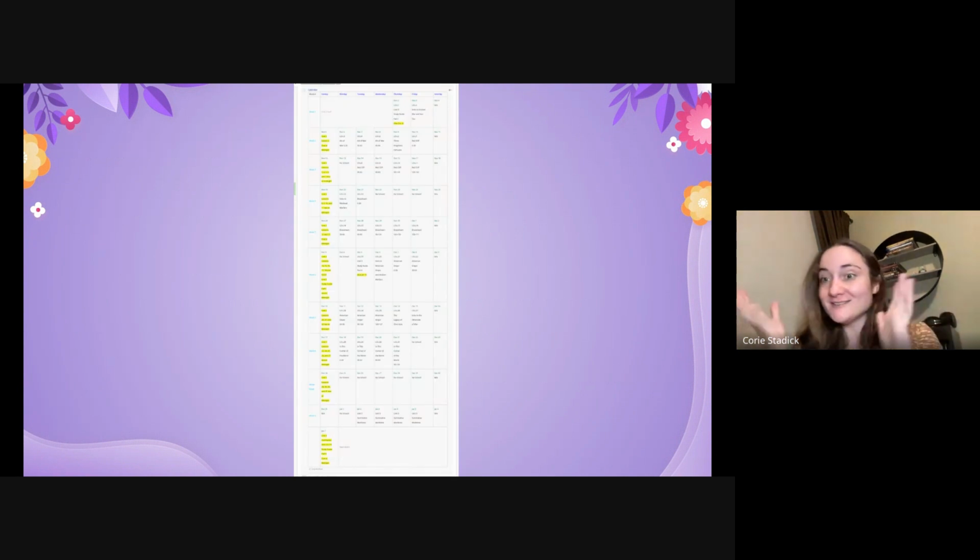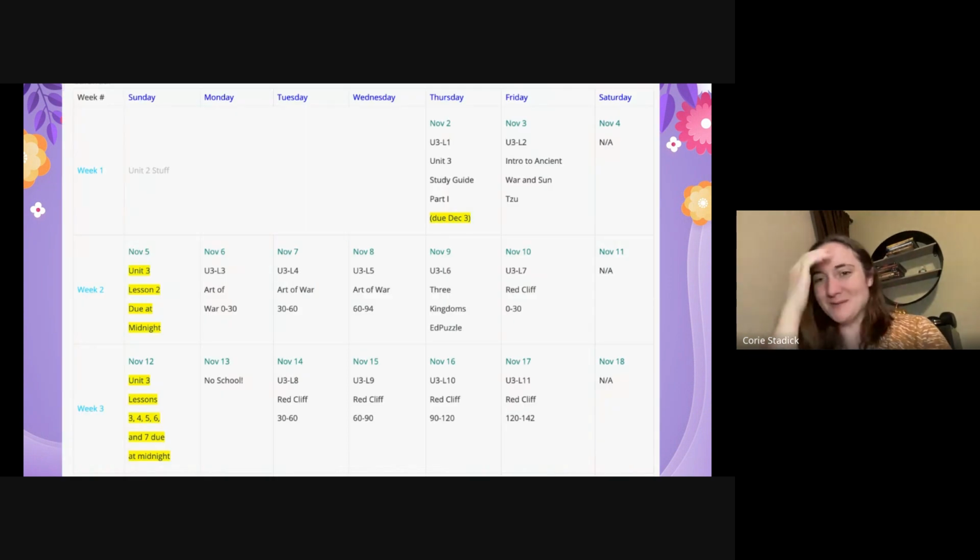So here's the calendar for the unit. Fun, right? Let's zoom in on the calendar a little bit more, and I'll walk you through what we're going to do each week. For this week, you got Part 1 of the Unit 3 study guide, again due December 3rd. And today, if you're watching this on Thursday, Friday, Saturday, or Sunday, you're doing this video about Intro to Ancient War and Sun Tzu. Next week, we are going to start off with the documentary, The Art of War, a documentary about Sun Tzu and his philosophies.